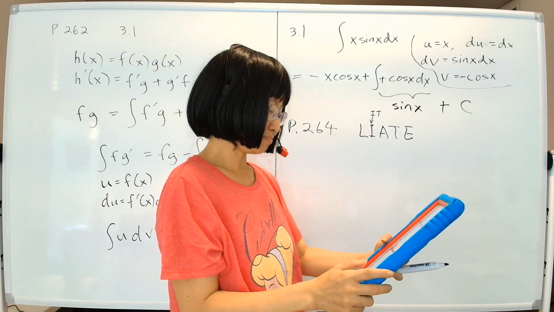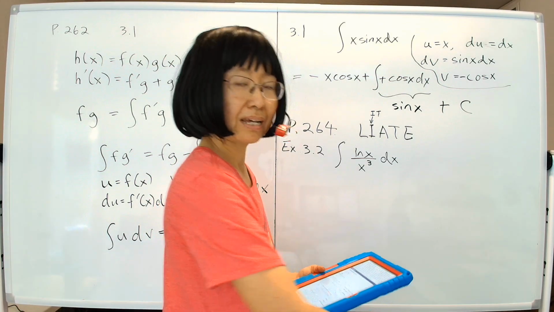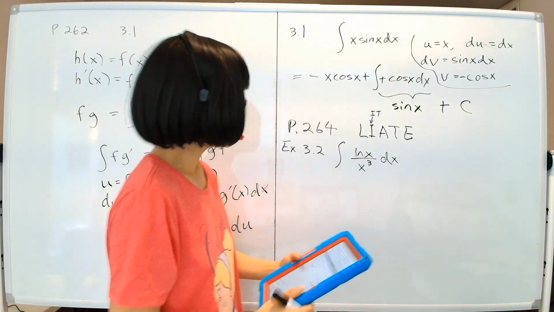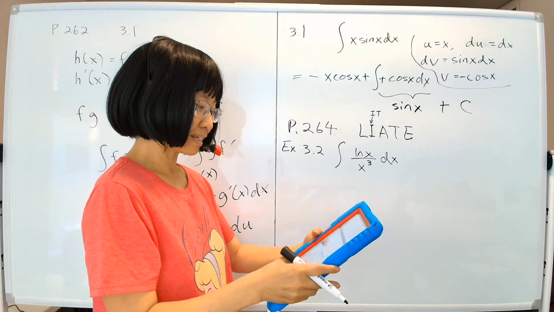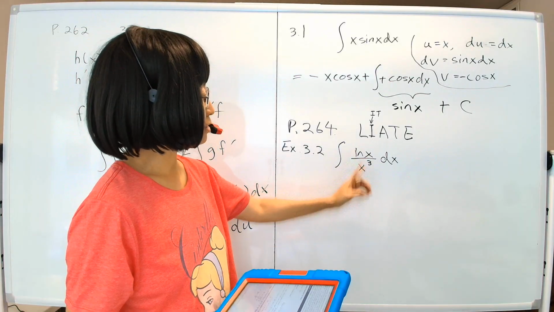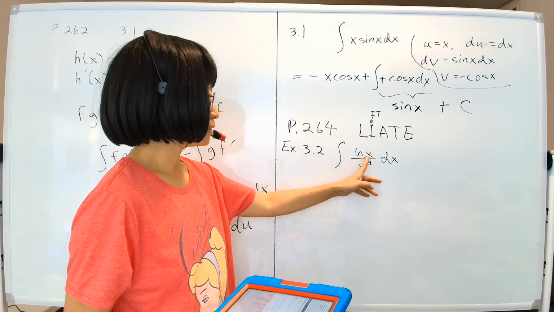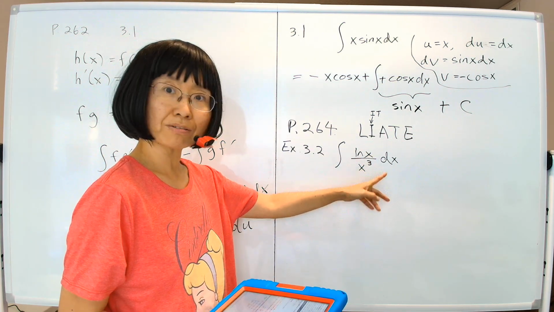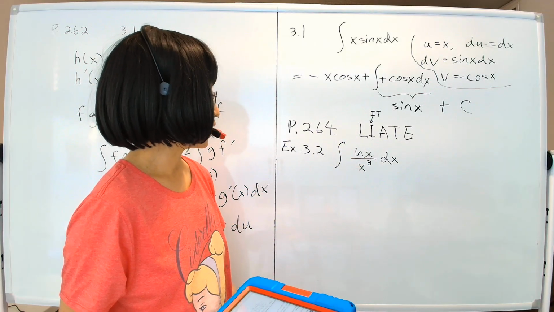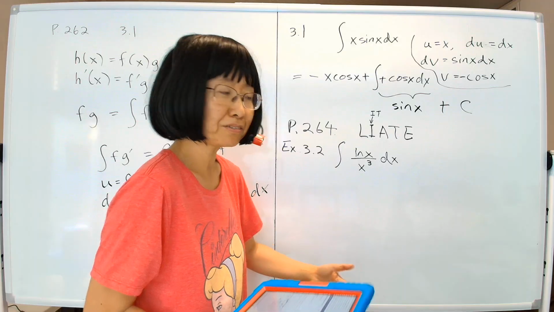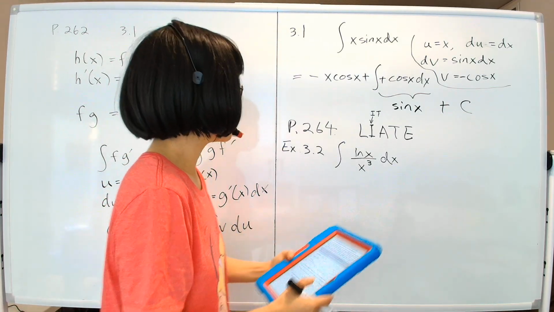Anyway, let's look at the next example. Example 3.2 on this page, the integral of natural log of x over x cubed dx. Now, again, when you just look at this, you can't do substitution, because for substitution, the chain rule has to come up with x to the power 3, or in fact, 1 over x to the power 3. And off the top of my head, I wouldn't know how to do that. So we're going to try integration by parts, see if that works out a little better.